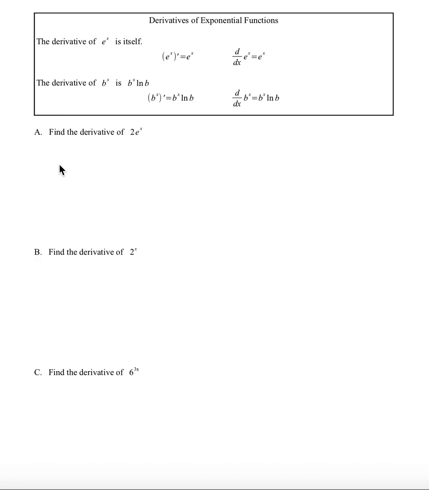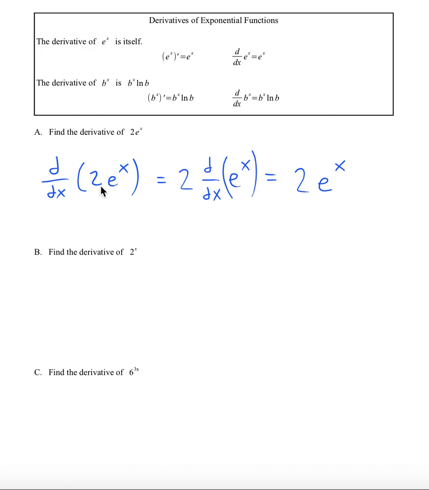Let's find the derivative of 2e to the x. Now we can pull that constant out front and just find the derivative of e to the x. But the derivative of e to the x, according to the rule above, is itself. So interestingly, it turns out that the derivative of any constant times e to the x is also itself.